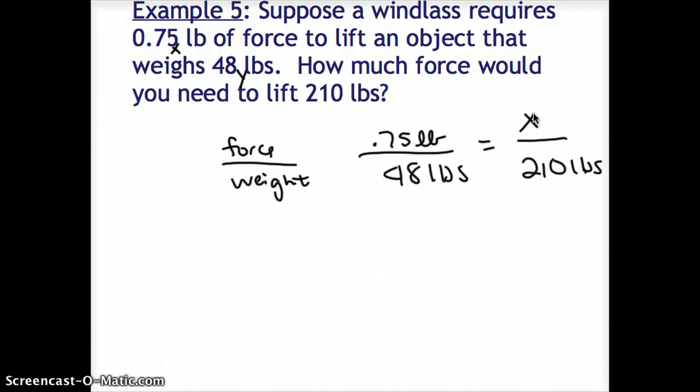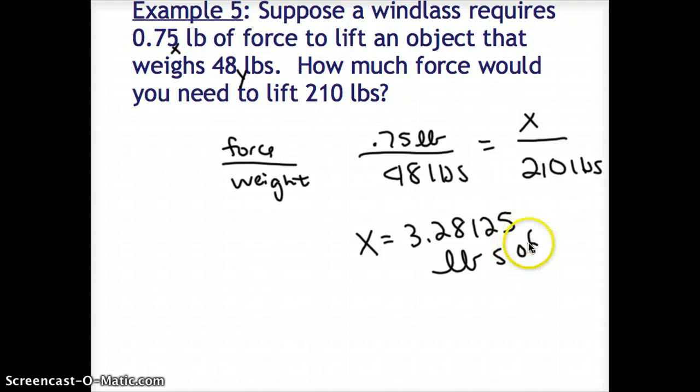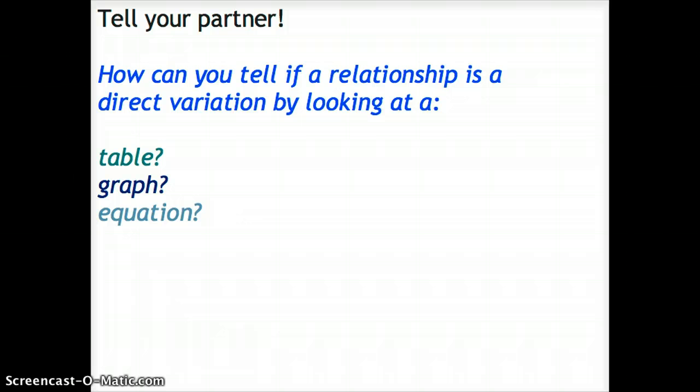Okay, and then you can solve this proportion in any method of your choice, finding the scale factor, cross multiplying, whatever method you tend to like. But I'm going to find here that x equals 3.28125 pounds of force. All right, not even going to have time to say these last few questions, but here's what I want you to think about. On your way out, you can pause, think about it, make sure you know the answer.